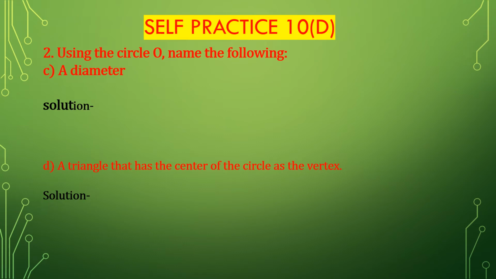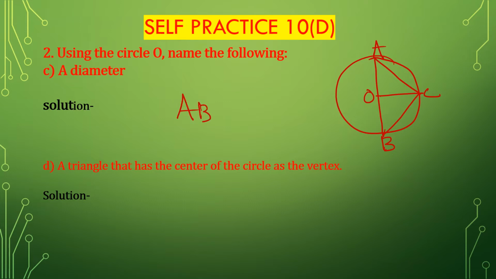Now third bit C, diameter. First draw the given figure. This circle is given. A, B, this is C and this is O. Diameter is AB. AB is the diameter and diameter is the longest chord of the circle. So diameter of this circle is AB.